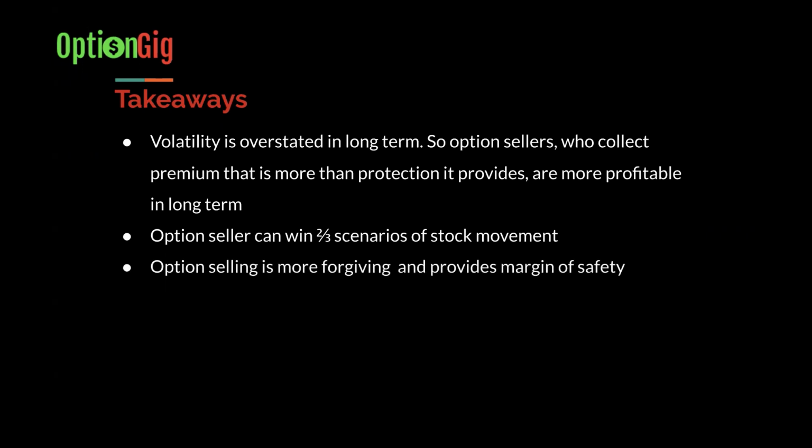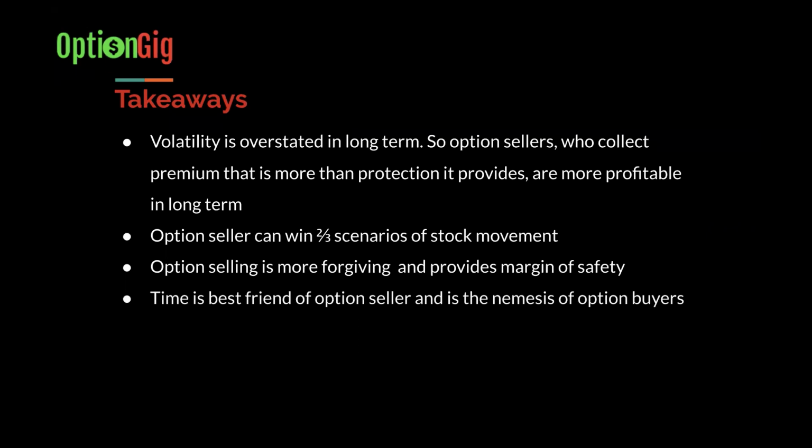Like I said, option selling is also more forgiving and provides you with a margin of safety. If you're wrong in your analysis in picking the direction, and I admit I am mostly wrong in picking the direction, I then don't have to worry about picking the correct direction always. It is forgiving. It is giving me some margin of safety. And lastly, time is the best friend of the option seller. The time will always pass, and as an option seller, we know that it is a beneficial thing for us.